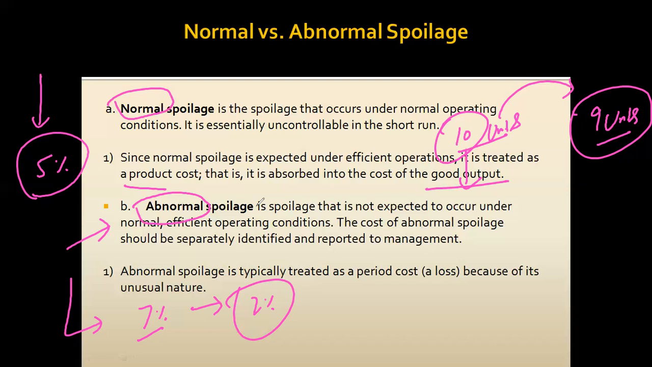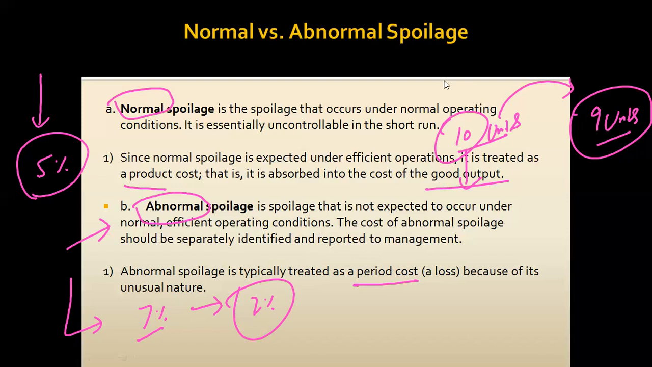Sometimes in case of abnormal spoilage, we charge our employees as well. Say the person who was responsible for abnormal spoilage will have salary reductions. So this is the reason we report it separately to the management, because it happens because of someone's negligence. That's why we use the word abnormal spoilage. So how do we treat it in the books? We treat it as a period cost, because of its unusual nature.